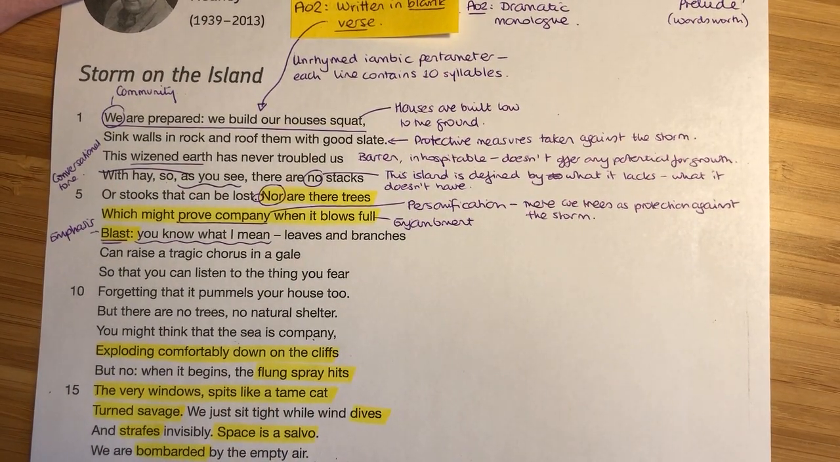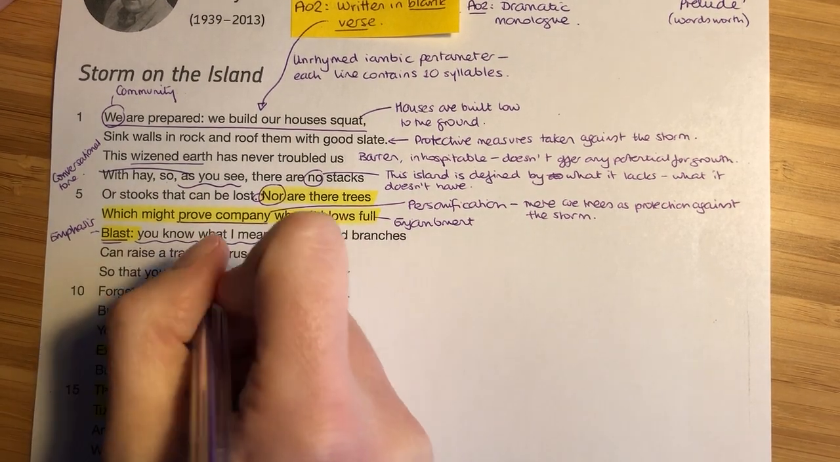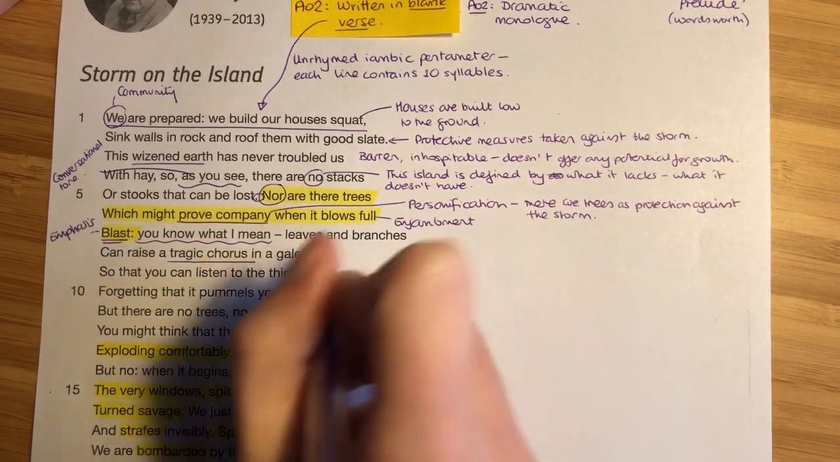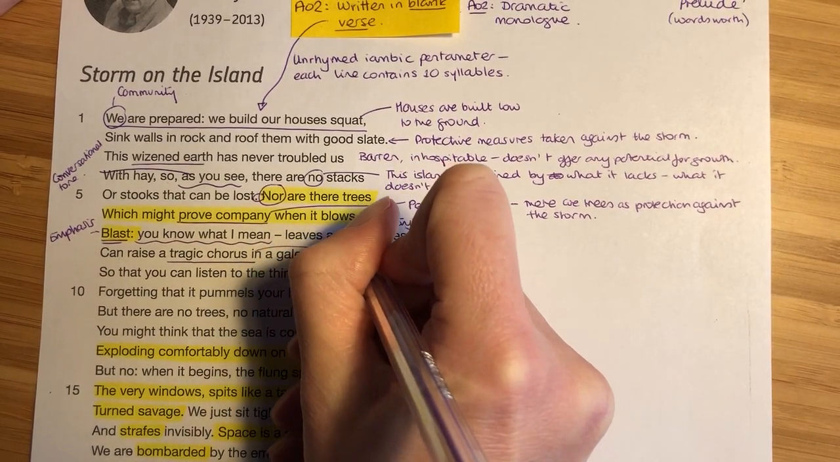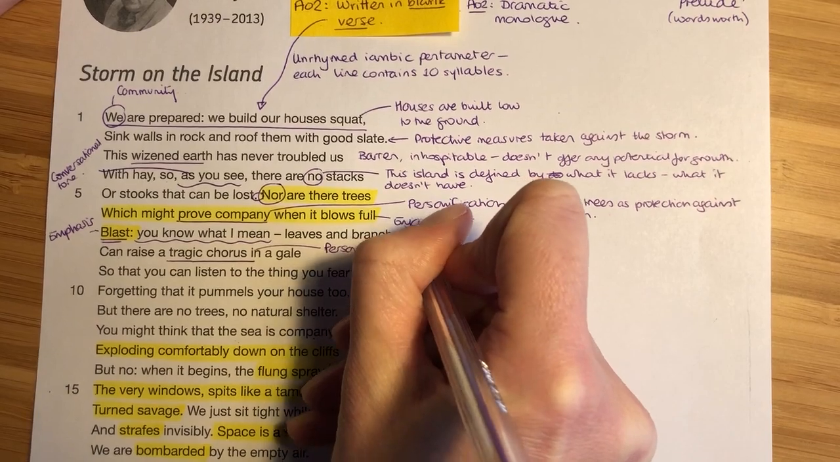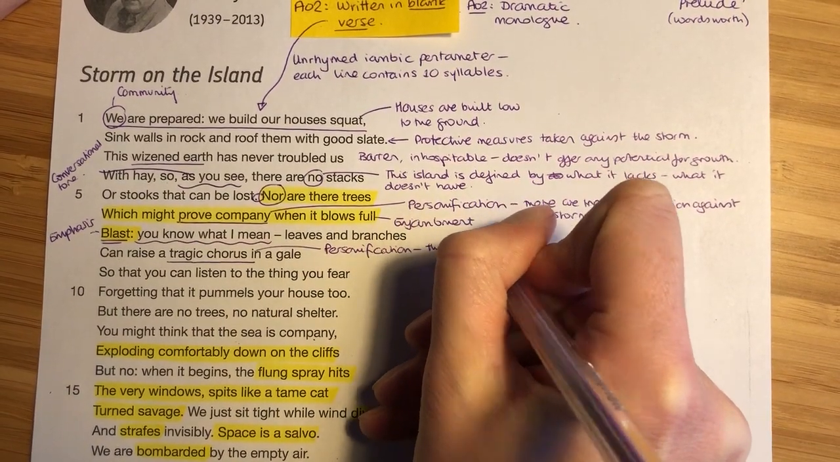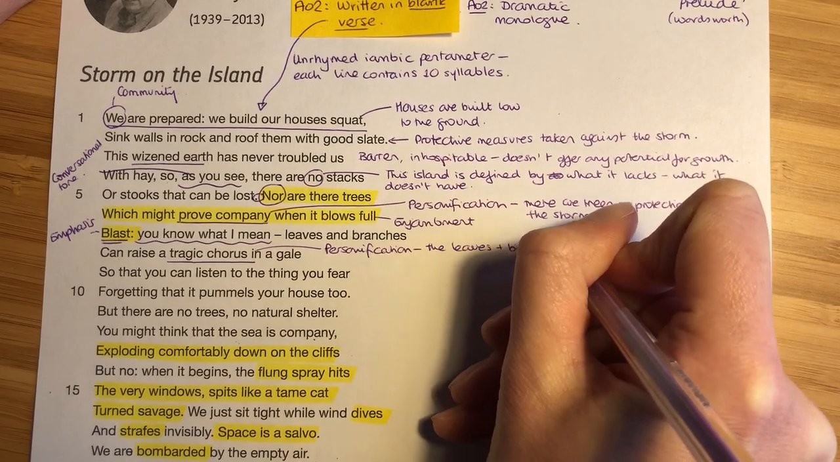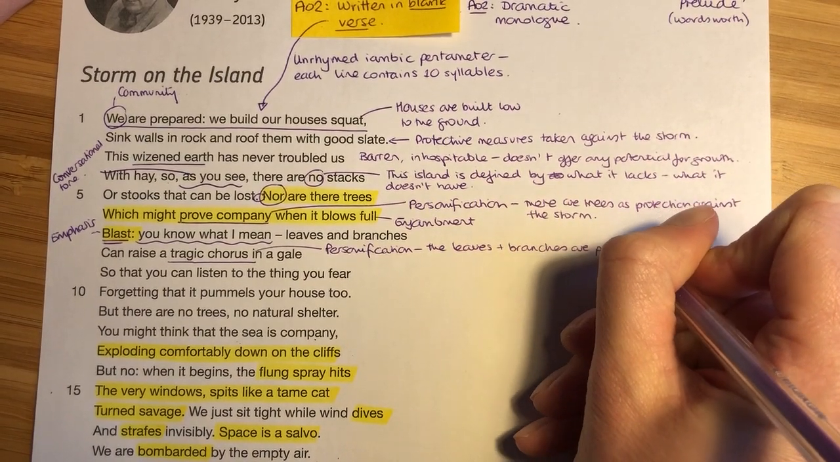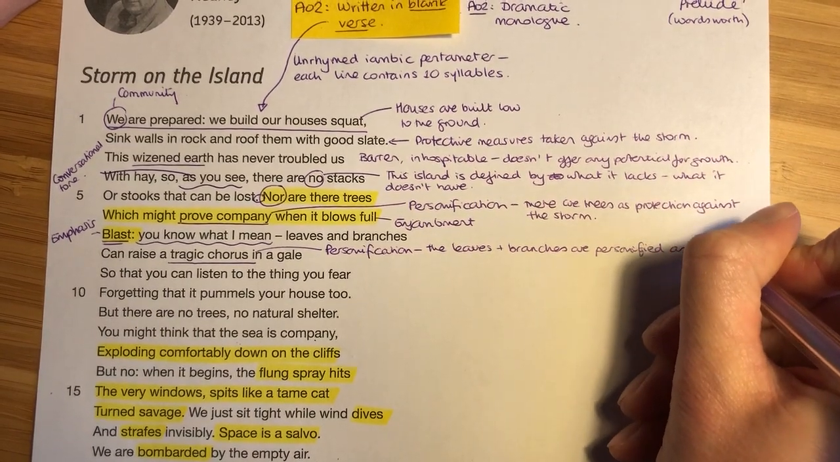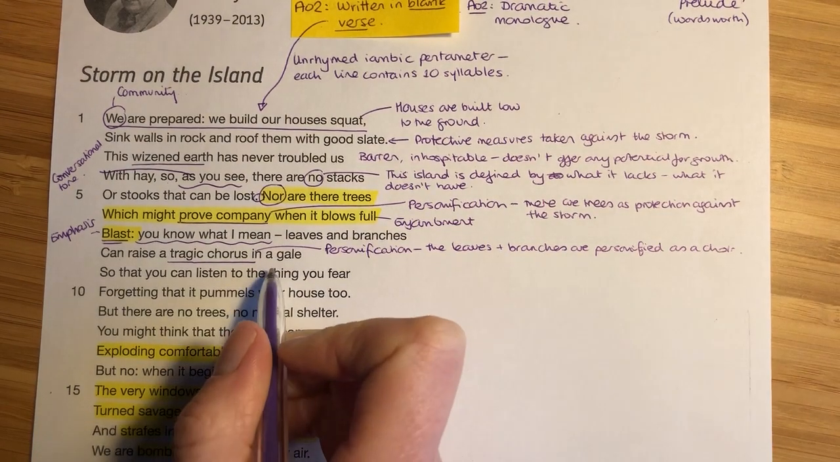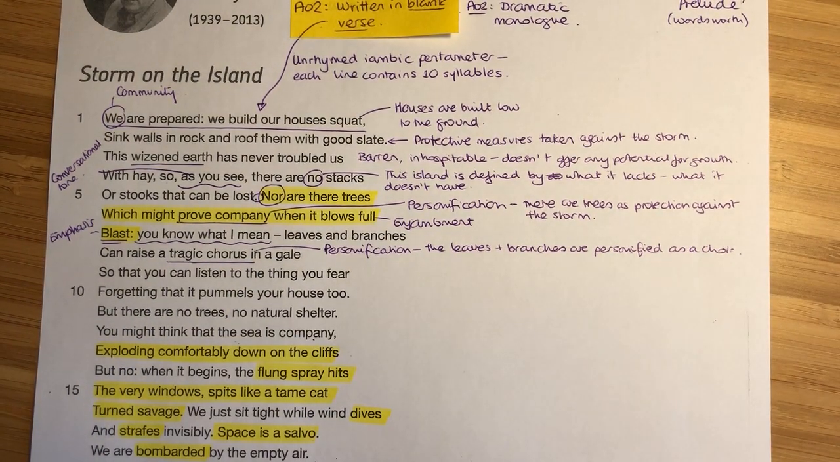And he goes on, leaves and branches can raise a tragic chorus in a gale. So again we have this use of personification. Here, the leaves and branches are being turned into a choir. And we get the impression of the wind blowing through the trees and this persona listening to the sound of the wind in the trees.